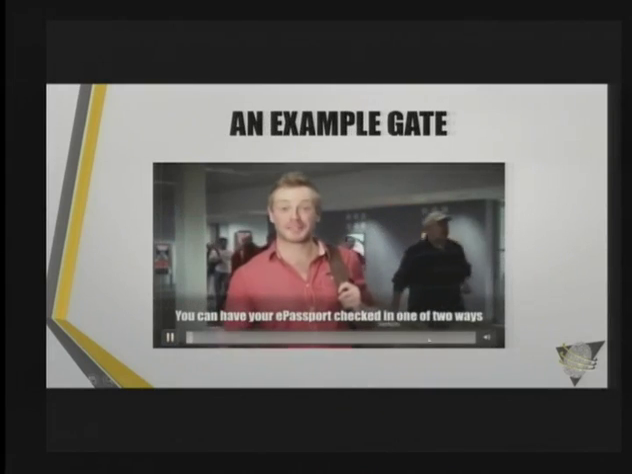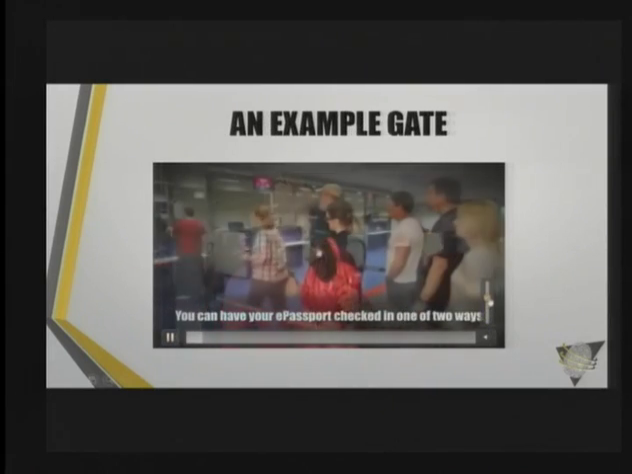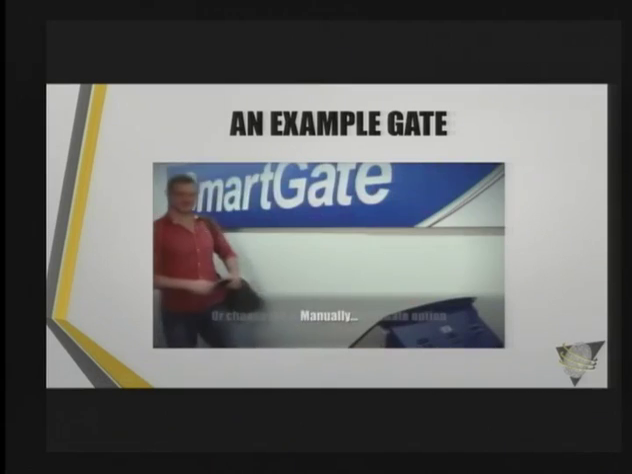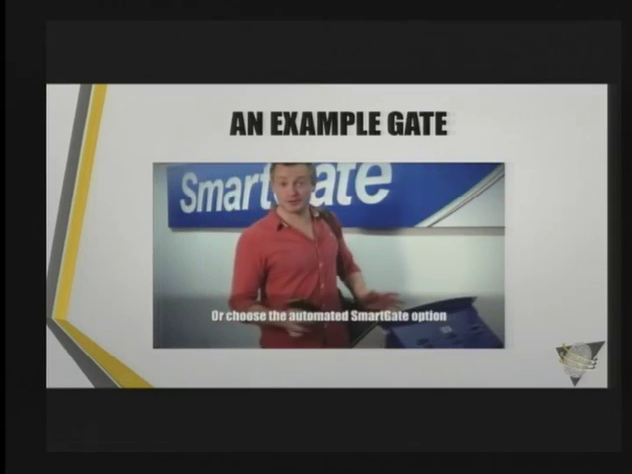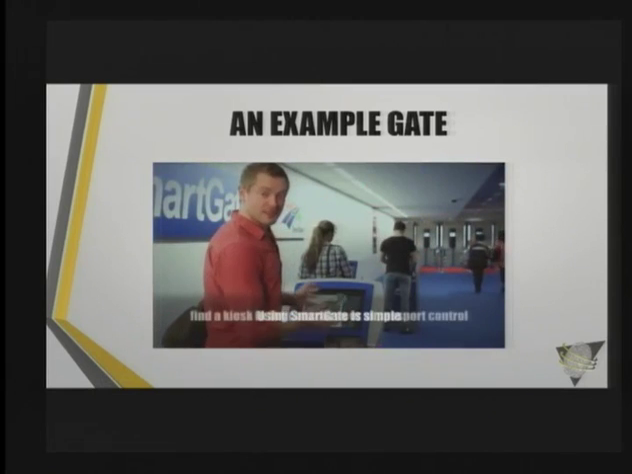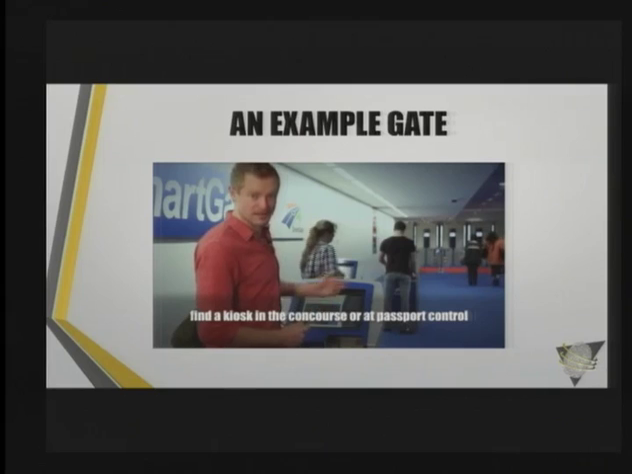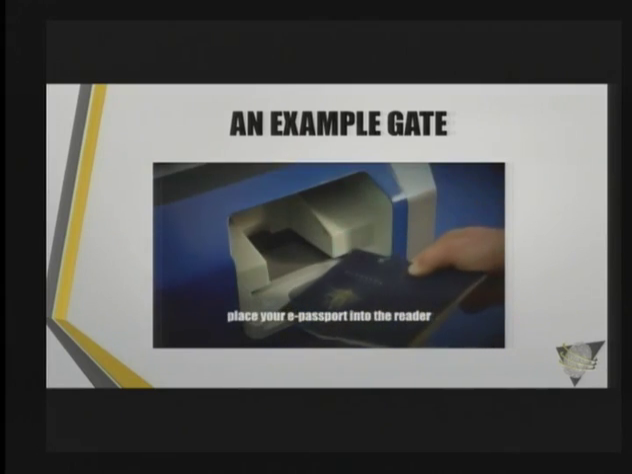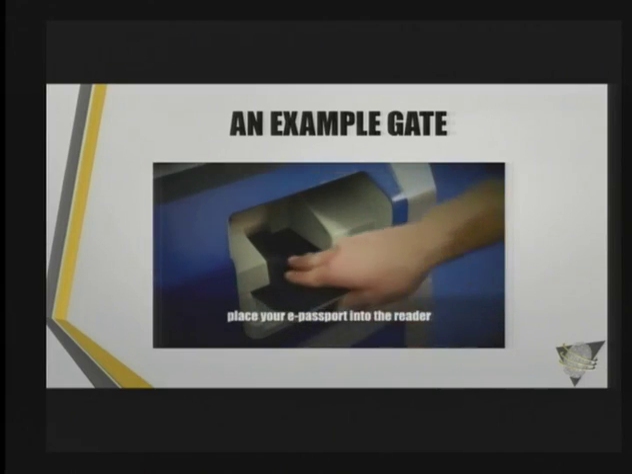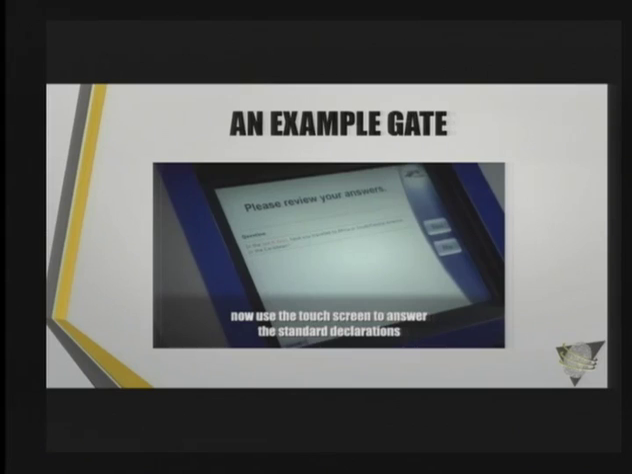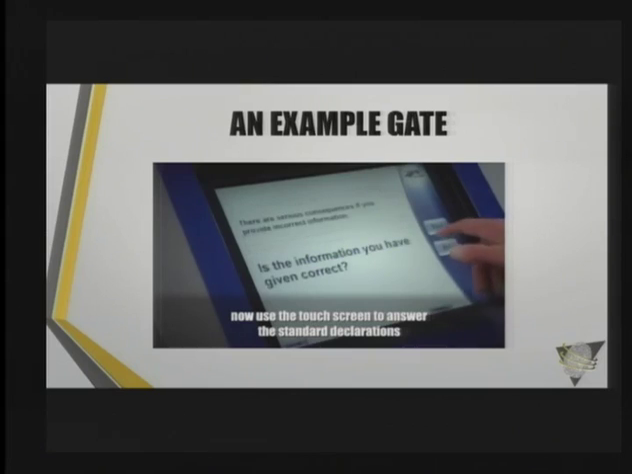You can have your e-passport checked manually, or choose the automated SmartGate option. Using SmartGate's simple. Find a kiosk in the concourse or at passport control. Place your e-passport into the reader. Now use the touchscreen to answer the standard declarations.